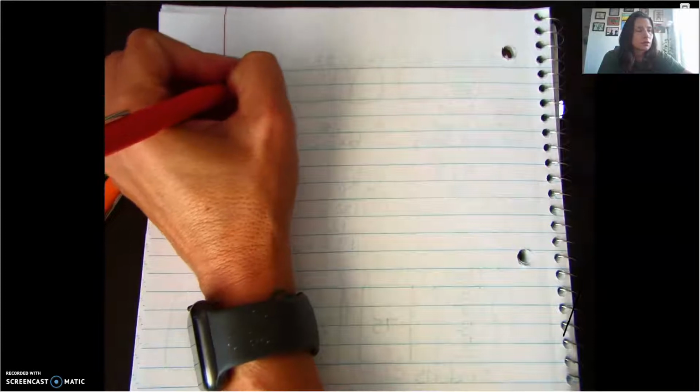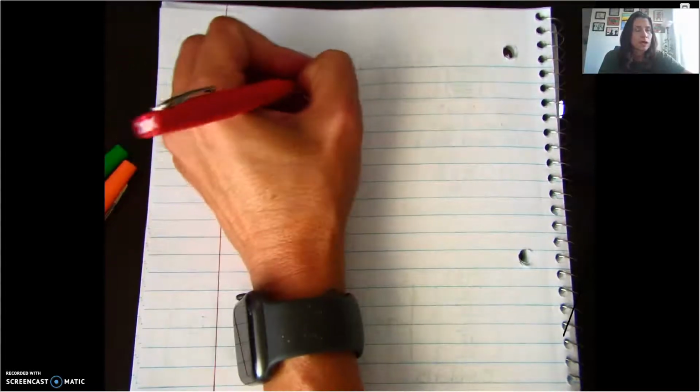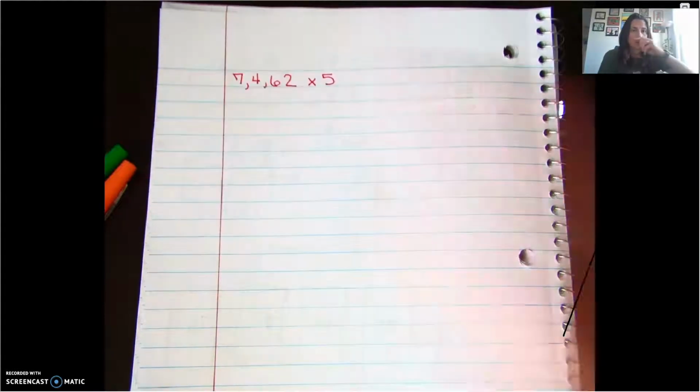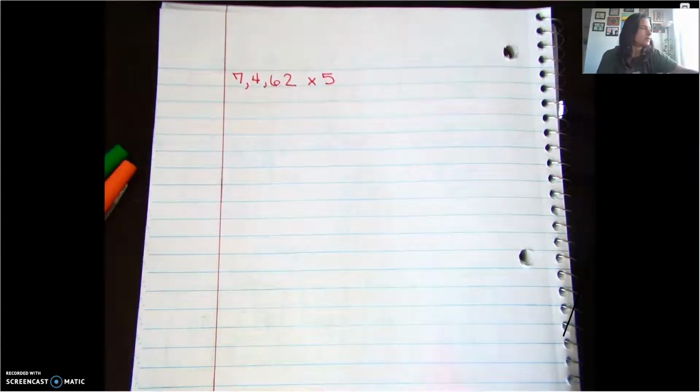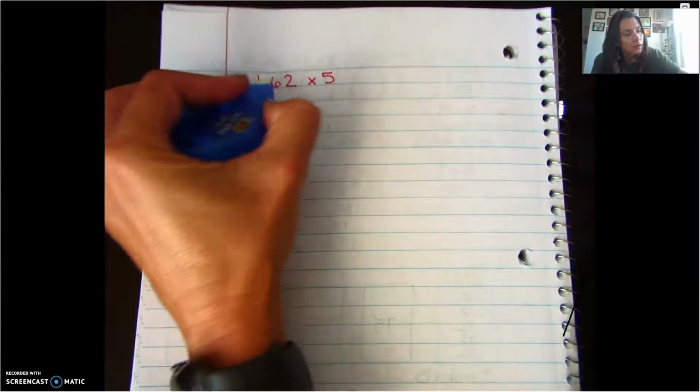Hi friends, today we're going to practice a little bit more with the expanded form and distributive property. I want you to be able to recognize all the different ways that it can work. So we're going to be doing 7,462 times 5. Okay, so first, we do not need that comma right there. Miss Corbin got comma happy.